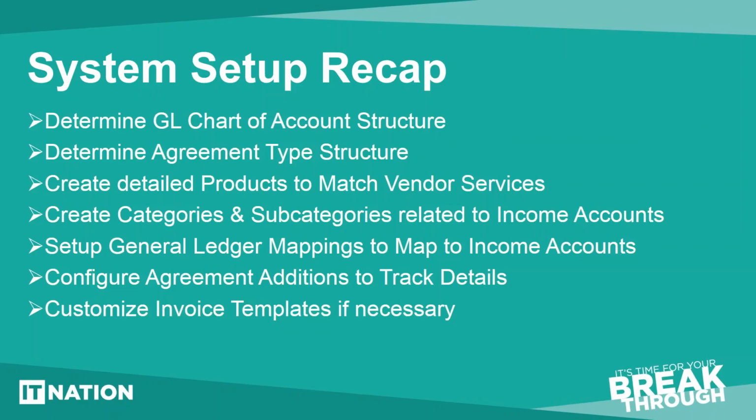So not just a high-level managed service workstation, but actually some details that support that, if you're needing to procure services from third-party vendors. Creating categories and subcategories to be associated with those products and having them mirror what your income account structure looks like today is going to be important. And then setting up your GL mappings to map to the right income account. So going into the general ledger setup table and actually developing out that mapping structure based on the agreement types or the category-subcategory combo.